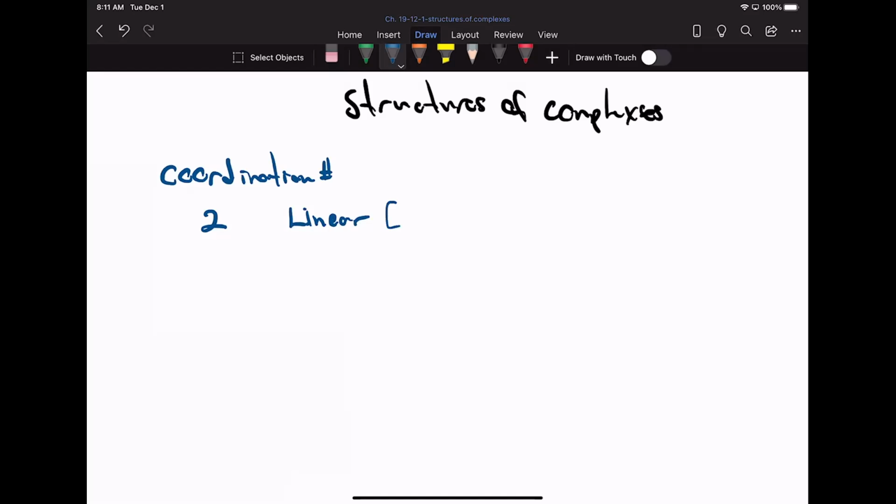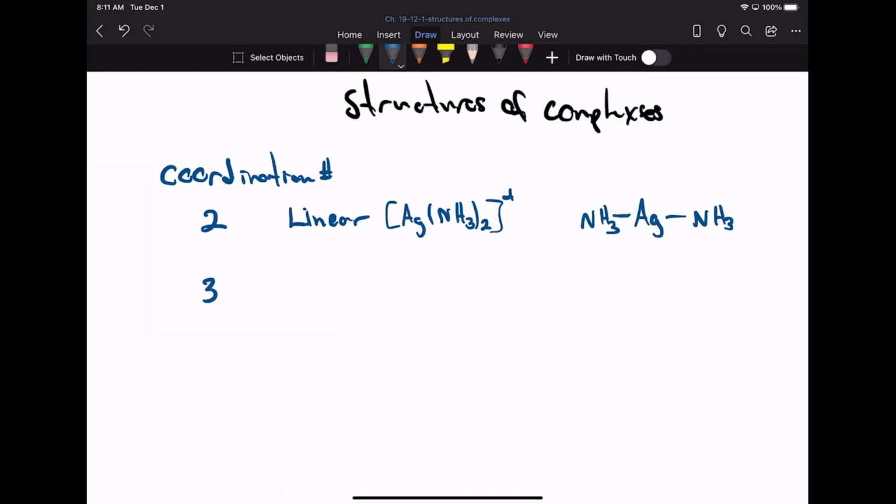Your book has these examples here, but I'm actually going to draw them out, not just give you the complex. So something like NH3, and there's the 2, right, for coordination. And it would look something like this. So Ag, and then we'd have NH3, NH3, and we could see that that's very linear just by the shape of this here.